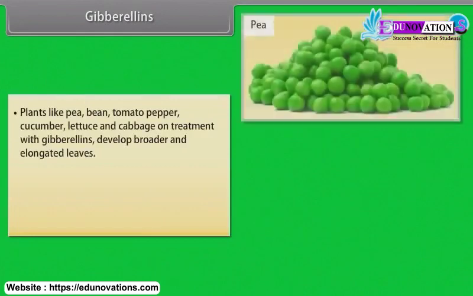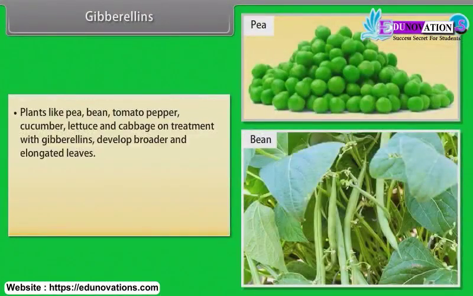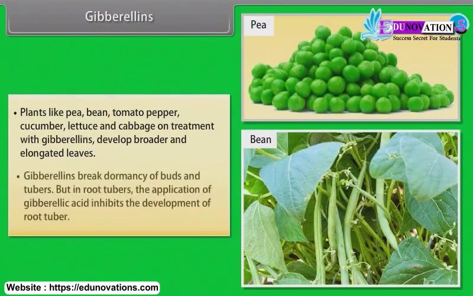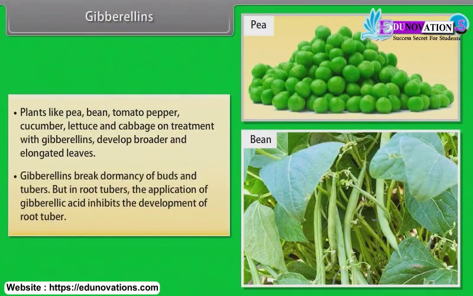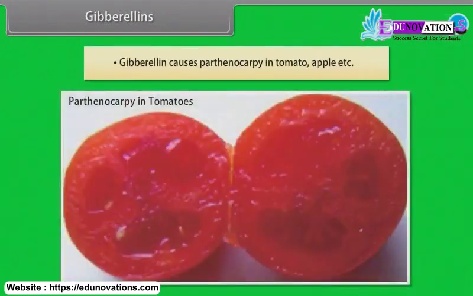Plants like pea, bean, tomato, pepper, cucumber, lettuce and cabbage on treatment with gibberellins develop broader and elongated leaves. Gibberellins break dormancy of buds and tubers, but in root tubers, the application of gibberellic acid inhibits the development of root tuber. Gibberellin causes parthenocarpy in tomato, apple, etc.